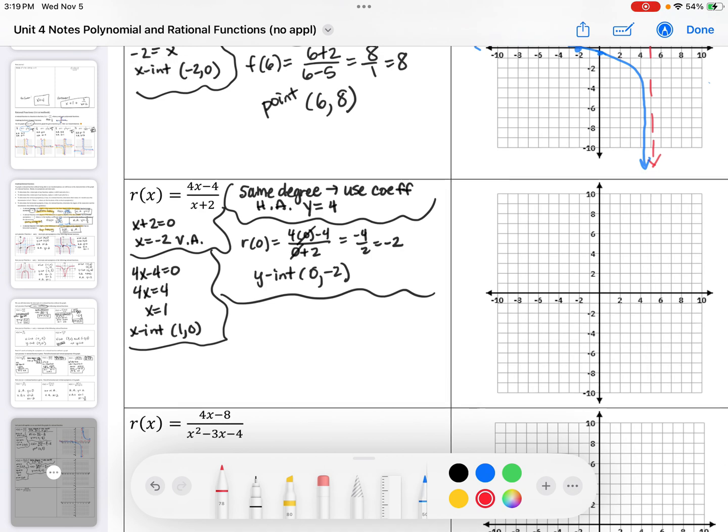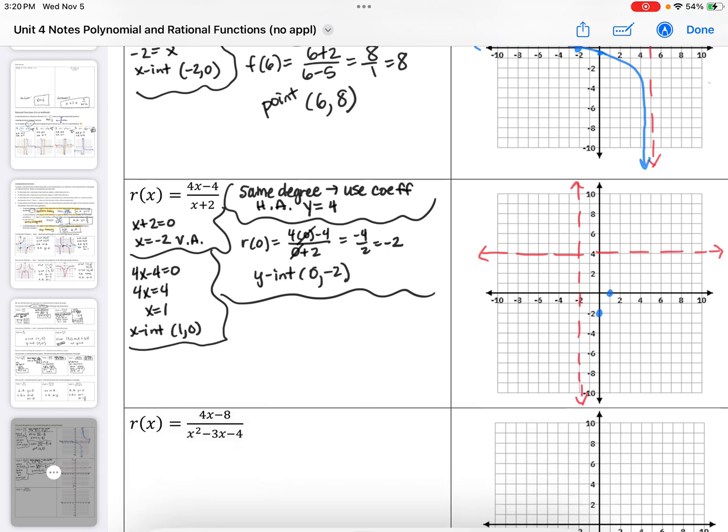We've got a horizontal asymptote at the x value of 4. And a vertical asymptote at the x value of -2. All right, next are intercepts. So we have an x-intercept at 1, 0. And we have a y-intercept at 0, -2.